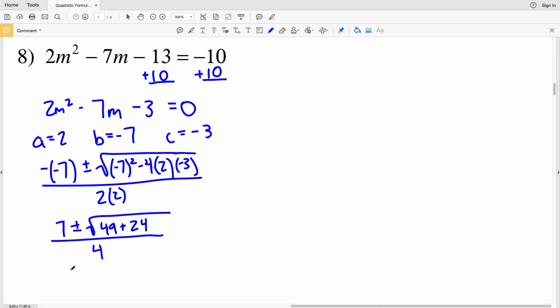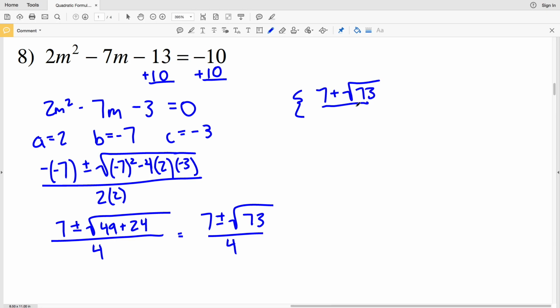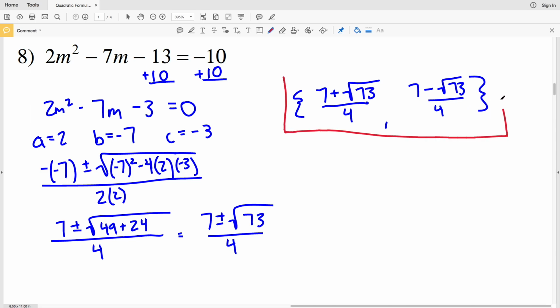So this equals 7 plus or minus the square root of 49 plus 24, which is 73, all over 4. And the square root of 73 cannot be simplified. So our two solutions are 7 plus the square root of 73 over 4 and 7 minus the square root of 73 over 4. Those are our solutions for number 8.